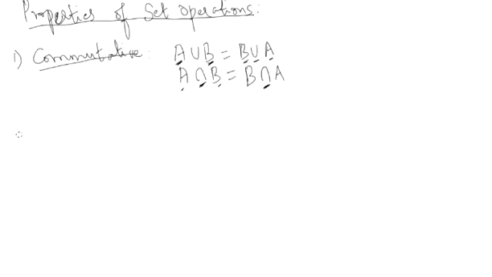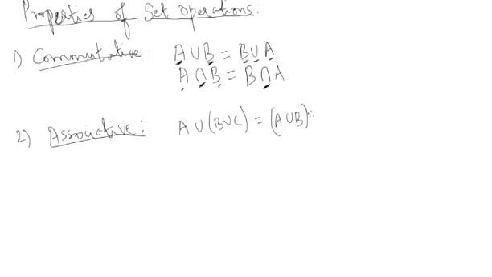What is the second property? Second property is the associative property. What is the associative property? It is A union (B union C) is equal to (A union B) union C. And there is one version with intersection as well. A intersection (B intersection C) is equal to (A intersection B) intersection C.